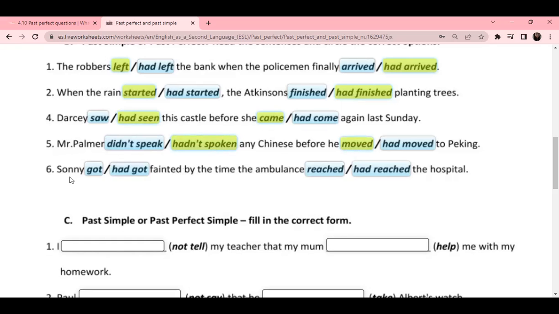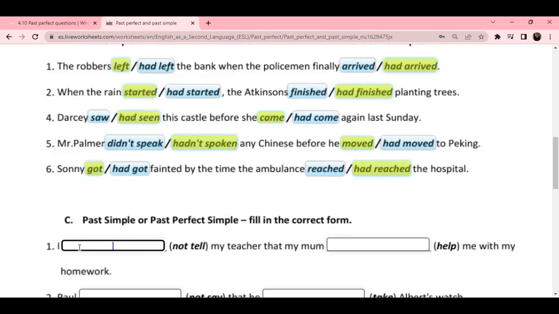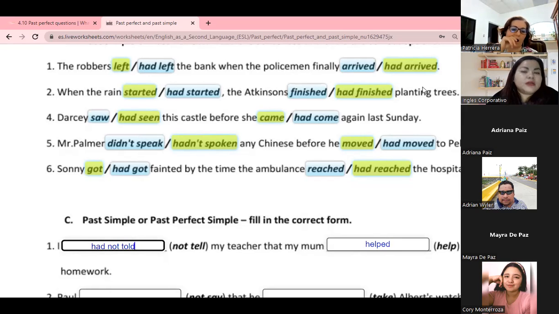Okay, excellent. Number six. Sunny got fainting by the time the ambulance had reached the hospital. Okay, and Patricia, number one. I have stolen my teacher that my mom helped me with my homework. Help me with my homework, like this? No. Have not stolen. Stolen is the past participle of tell? No. I don't know. It is told. Yes. Tell, told. Okay, thank you.